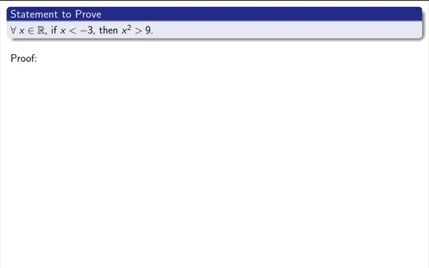Here's our example. For all x in the real numbers, if x is less than -3, then x squared is greater than 9. Again, let's start off the same way. Let x be an element of the real numbers. And now what we'll do is we'll assume this property for p. Assume x is less than -3. Now, we have assumed p is true, and we want to prove that q is true. Somehow we have to prove that x squared is greater than 9.